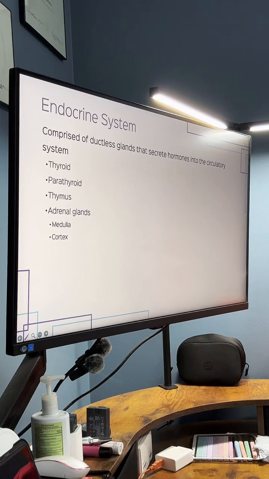The adrenal or suprarenal glands will lie on the superior end of each kidney. Their function is completely separate from the kidneys, and there are two distinct parts. You have an outer cortex and an inner medulla. The adrenal medulla secretes epinephrine and norepinephrine. Collectively, these are called catecholamines, and they're also sometimes called our fight or flight hormones.